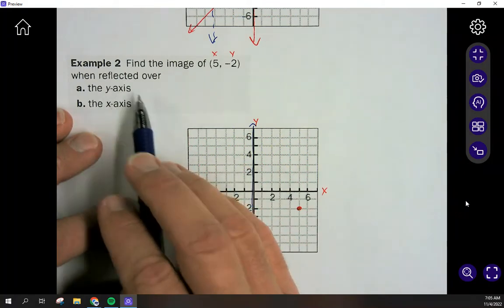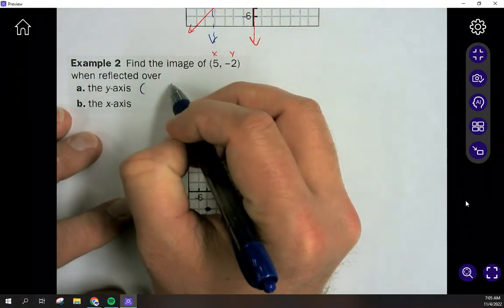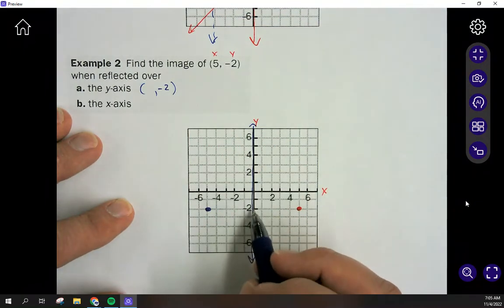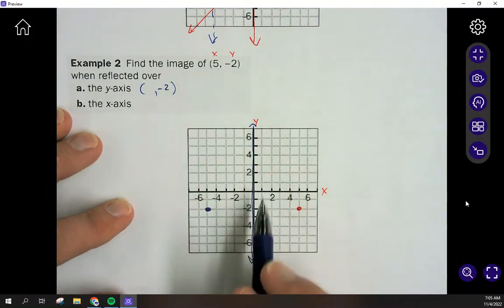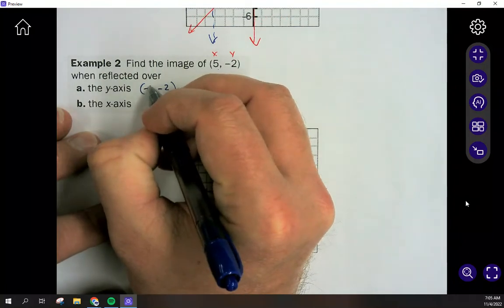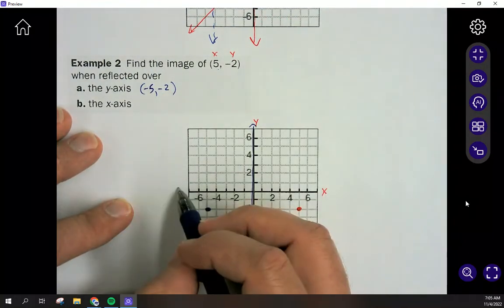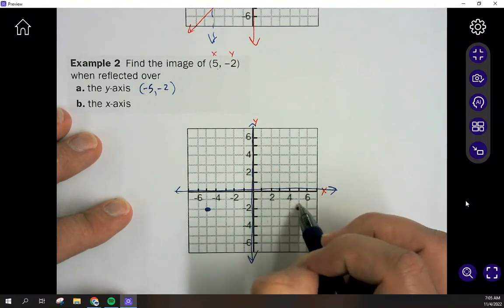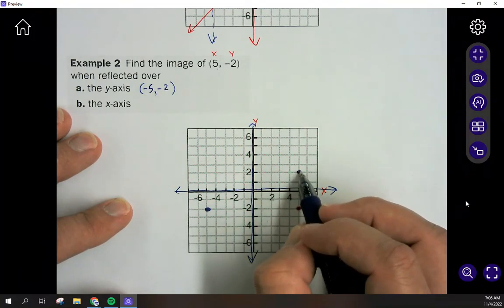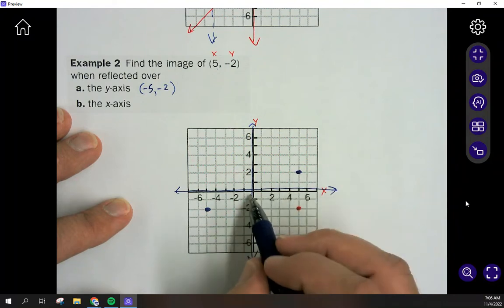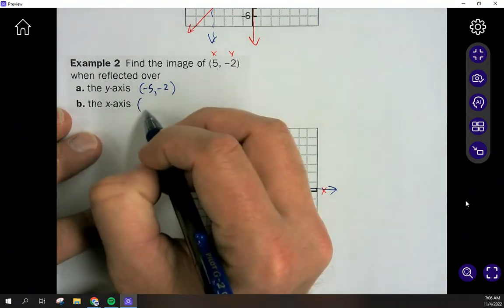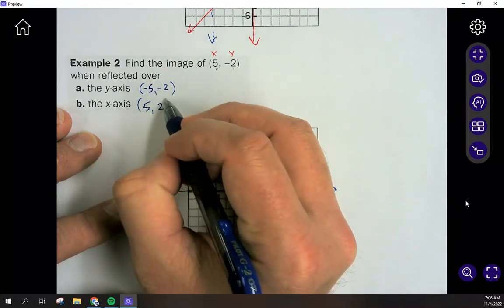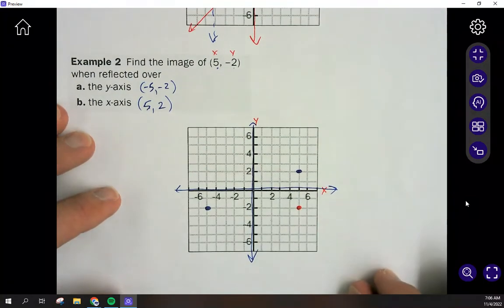So when I reflect over the y-axis, the y value doesn't change. So I'm still at negative 2 for my y. I'm down 2. But now my x value becomes the opposite. So now I'm at negative 5. If I reflect over the x-axis, go directly to it, 2 away, go up 2. Here's my new one. When I reflect over the x-axis, I'm still at x equals 5. So my x value doesn't change. My y value becomes the opposite. I'm now at positive 2.